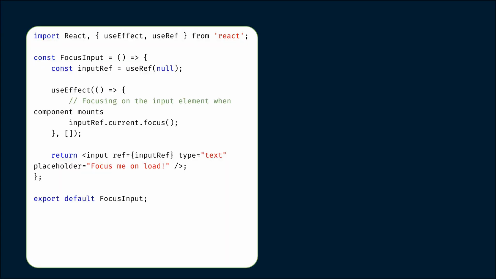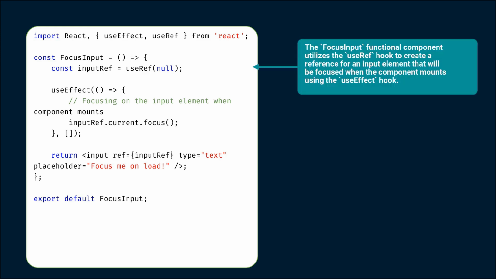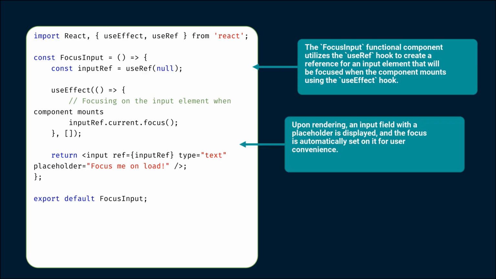Now let's implement a simple input component using refs in React to focus on the input field when the component mounts. We start by importing necessary hooks from React, namely useEffect and useRef. Inside our functional component, FocusInput, we utilize useRef to create a mutable reference object, inputRef, initialized to null. This ref will allow us to directly interact with the input DOM element.